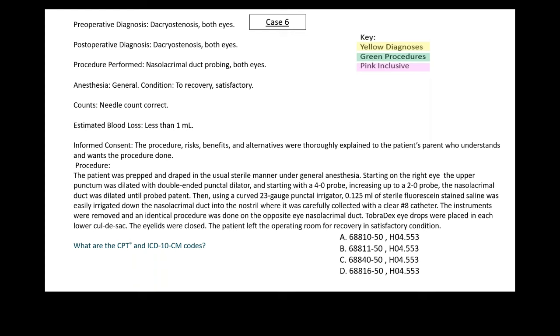Tobradex eye drops were placed in each lower cul-de-sac. The eyelids were closed. The patient left the operating room for recovery in satisfactory condition. You have 2 minutes to solve.